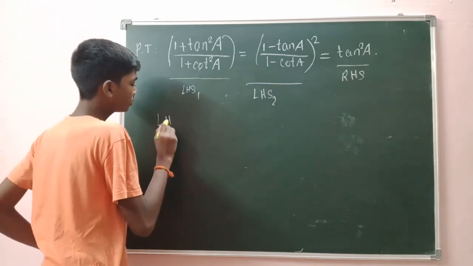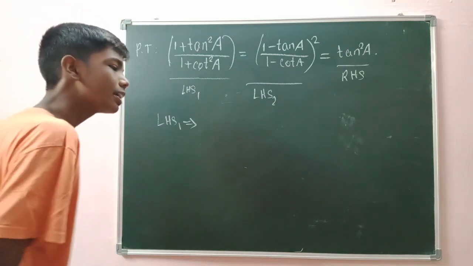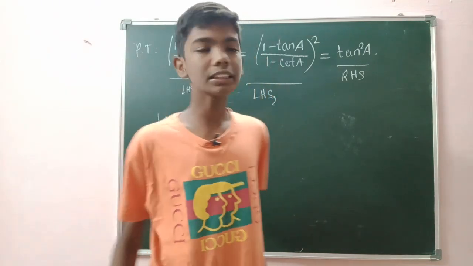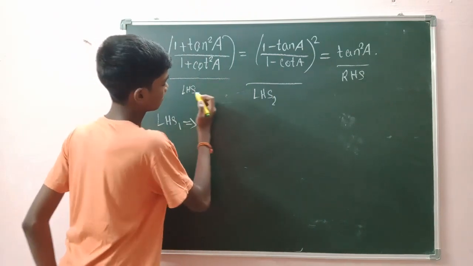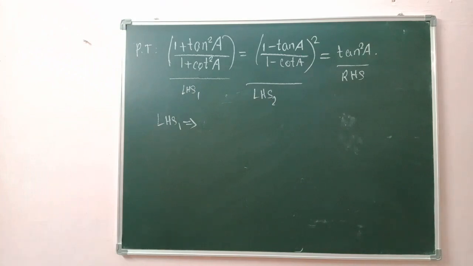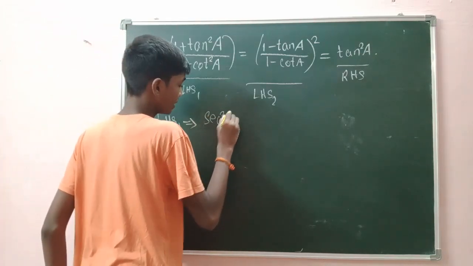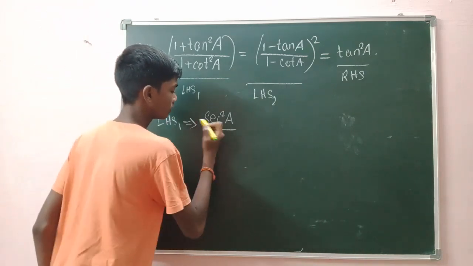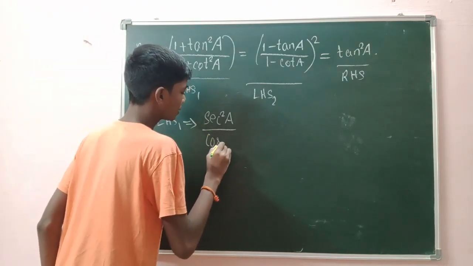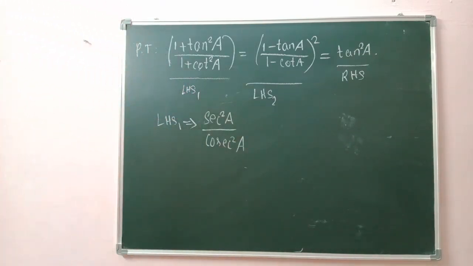So LHS1 is nothing but 1 plus tan square A. What is 1 plus tan square theta? 1 plus tan square theta is cosecant square theta? No, sorry, I wrote it wrongly. 1 plus tan square theta is secant square theta. And 1 plus cot square A will be cosecant square A. Okay, sorry, that's a small mistake I did here.